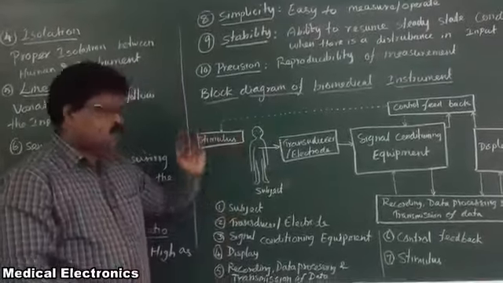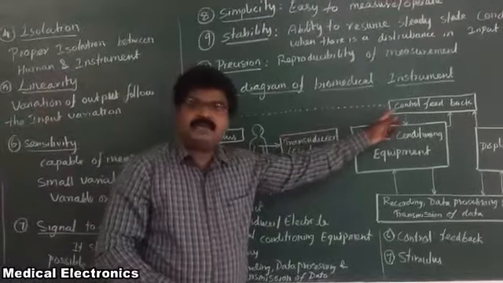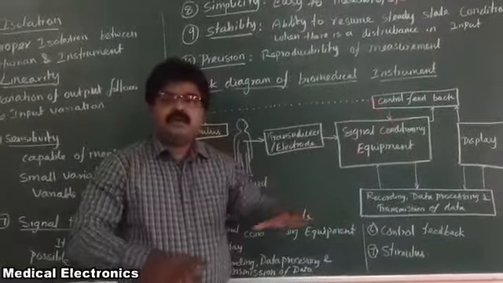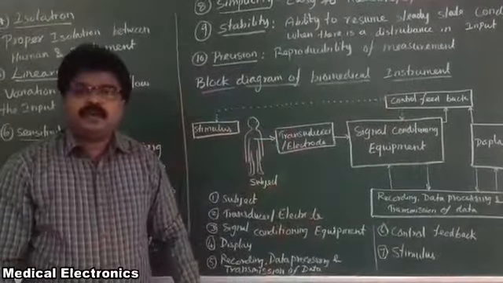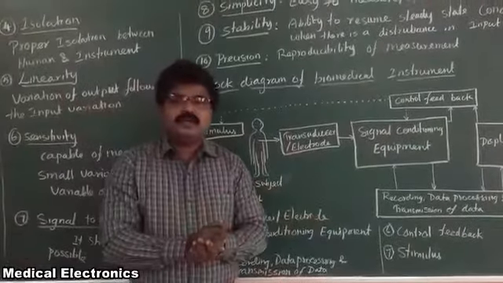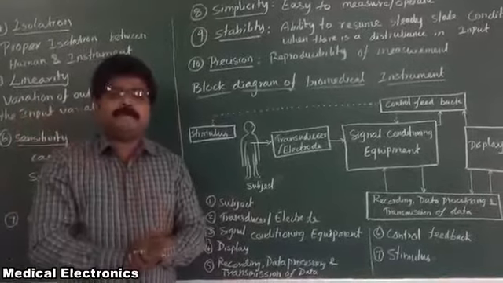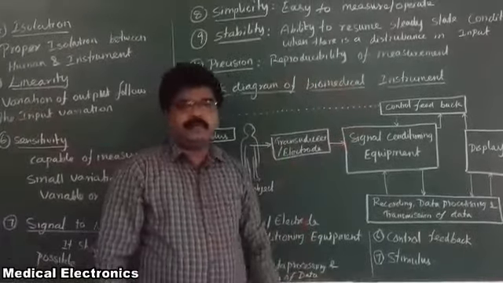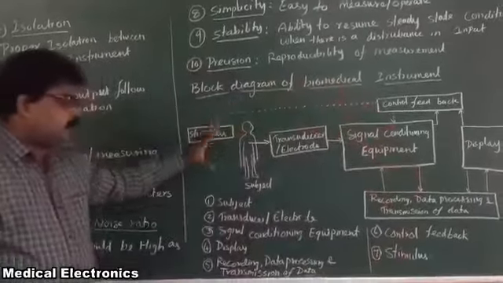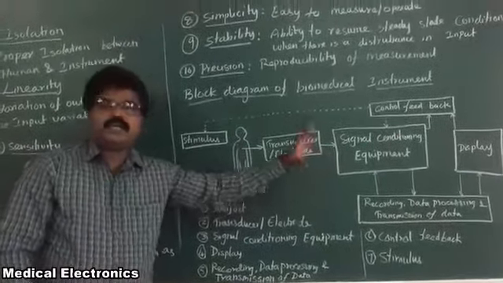To give the stimulus to the human, there must be a controlled feedback. That is very, very important. We cannot give a very big stimulus to the human body. That is dangerous to the human body. So the control circuit will decide how much stimulus must be given to the human body. That's controlled feedback. So these are the basic blocks involved in a biomedical instrument.